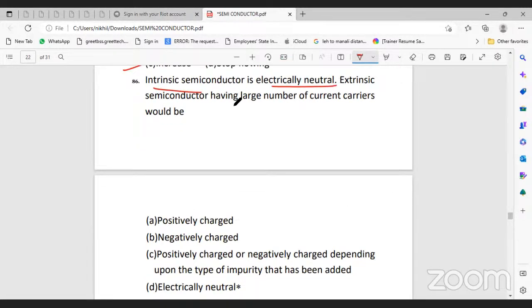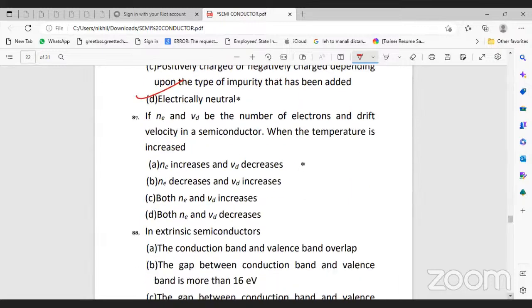Intrinsic semiconductor is electrically neutral. Extrinsic semiconductor having a large number of current carriers would be electrically neutral. This is what I said. Any type of semiconductor, either P-type or N-type, is made up of atoms. Since all atoms are electrically neutral, any type of semiconductor must be electrically neutral.